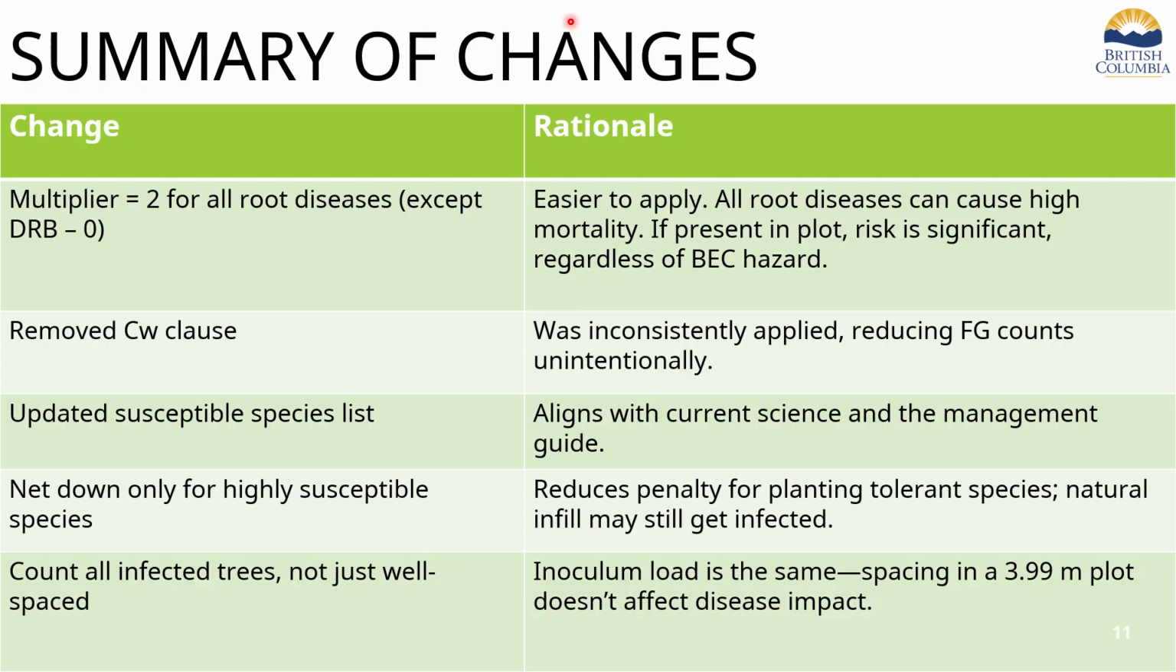Next, they're keeping the multiplier consistent across all the root disease agents. Before it was 2, except for laminated root disease, where it was then 4. The pathologist thought this was a worthwhile compromise to simplify the system, and thinks risk will be minimized by changing how we count the infected trees in the Netdown process.